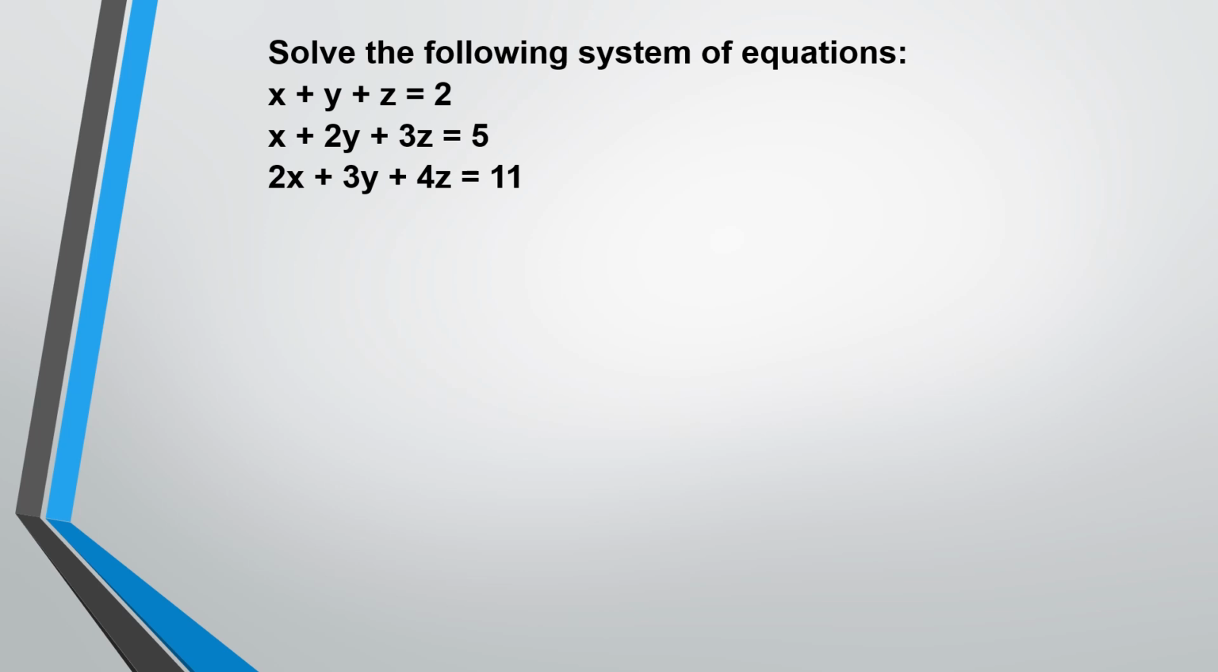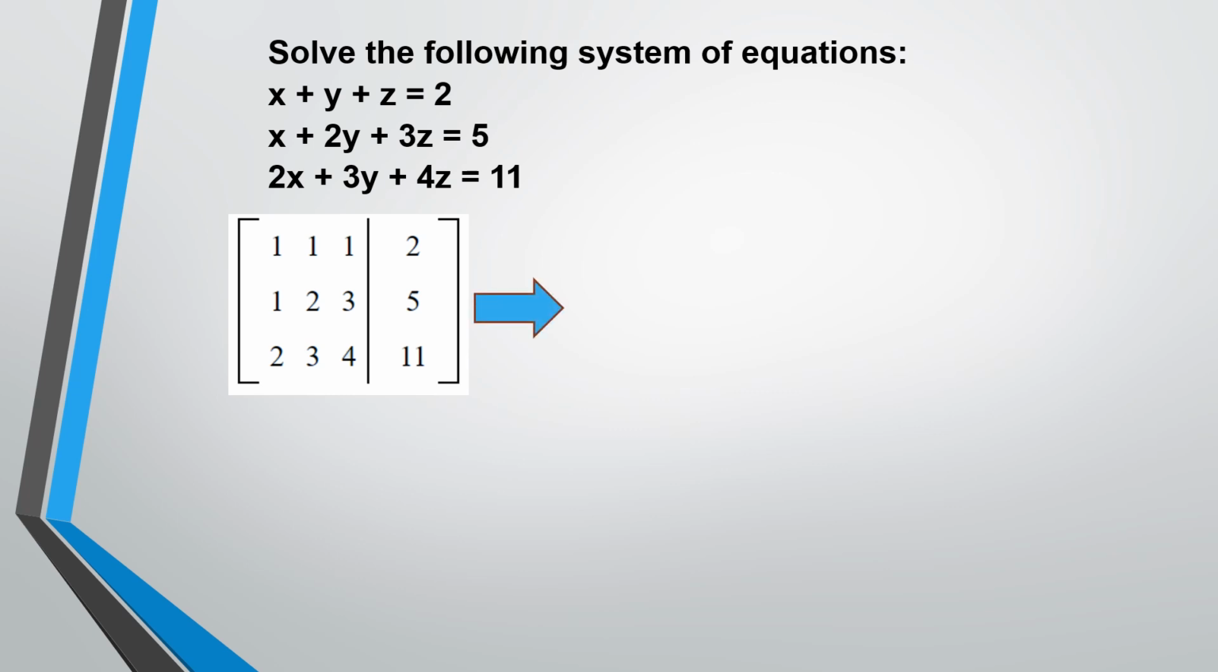Solve the following system of equations. x + y + z = 2. x + 2y + 3z = 5. 2x + 3y + 4z = 11. Solution. First write these equations in matrix form.